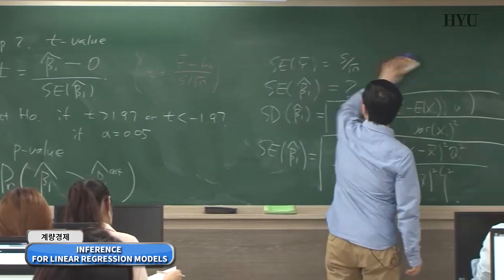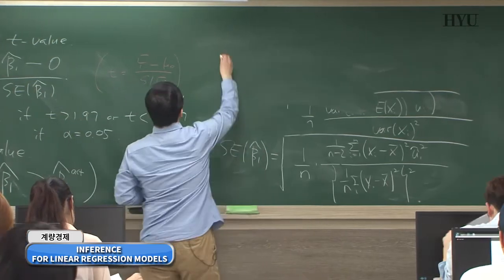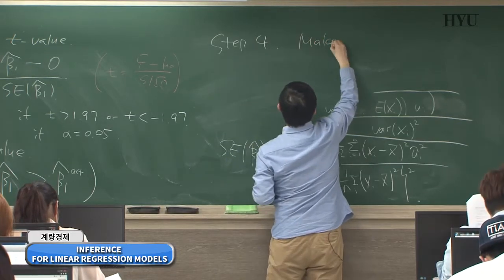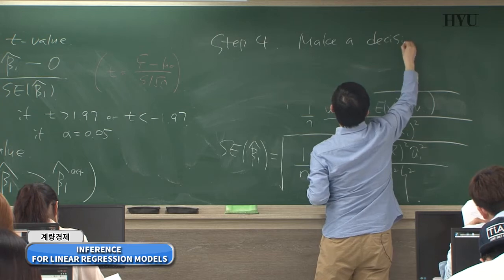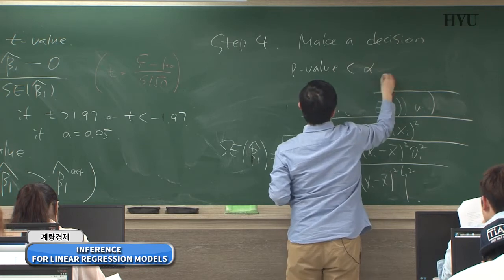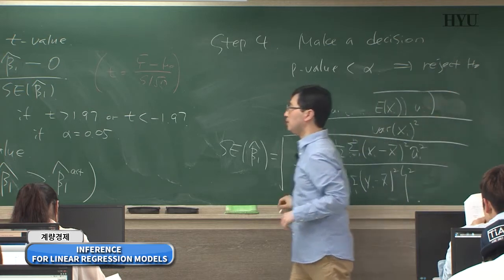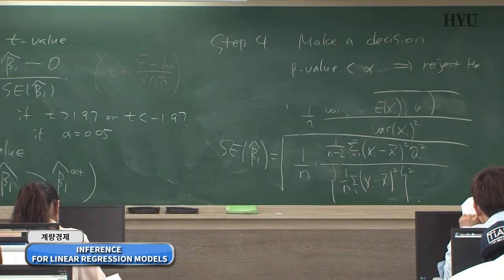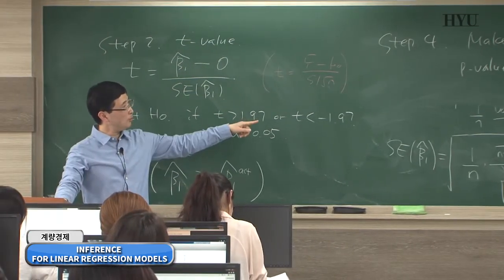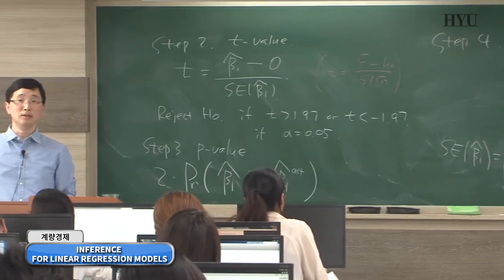Now, the last step is to make a decision. If the p-value is too small, reject the null. Okay, so this is our p-value method. So essentially you have two methods. You either use the t-value, too big or too small, or the p-value method. If the p-value is very small, it means that the null is very unlikely.